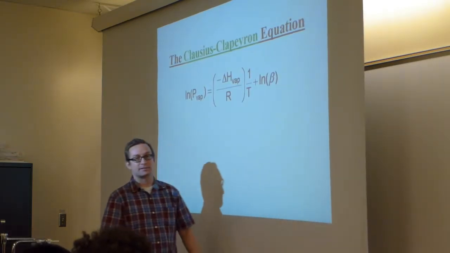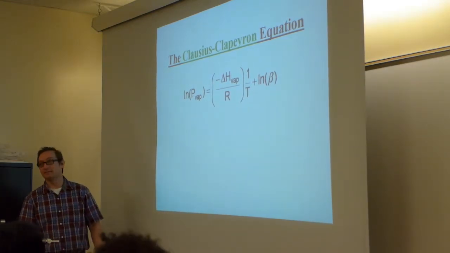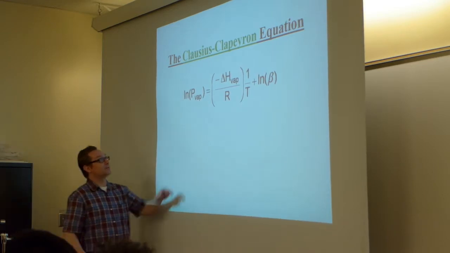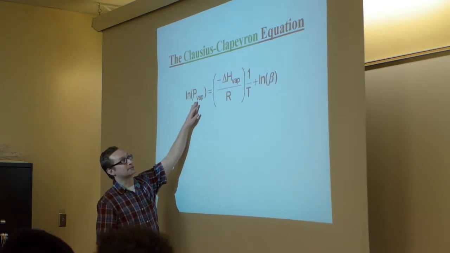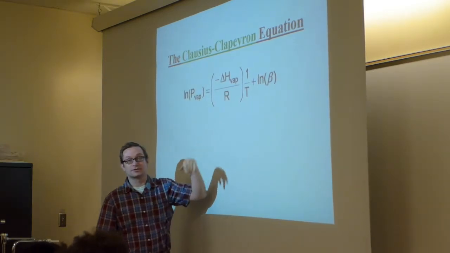They call it the Clausius-Clapeyron equation. I might be even pronouncing it wrong, or maybe it's Clapeyron, or I don't know. I've always said Clausius-Clapeyron. So if you graph natural log of vapor pressure versus 1 over T, you get this linear function.